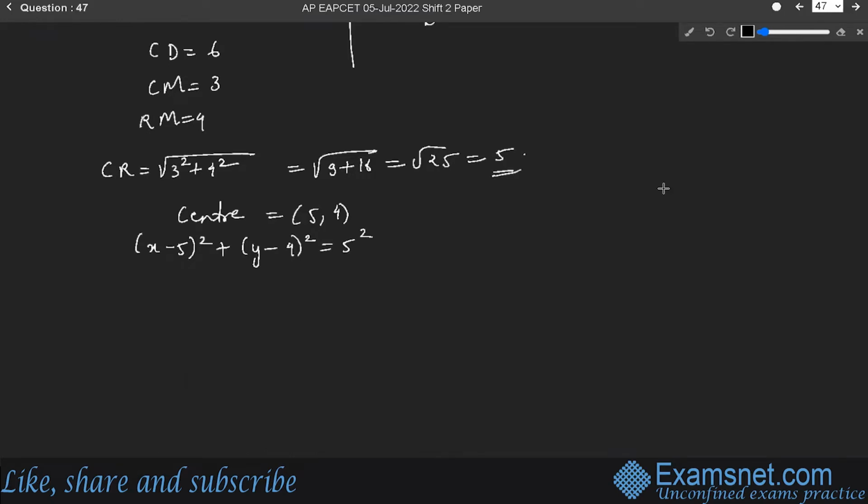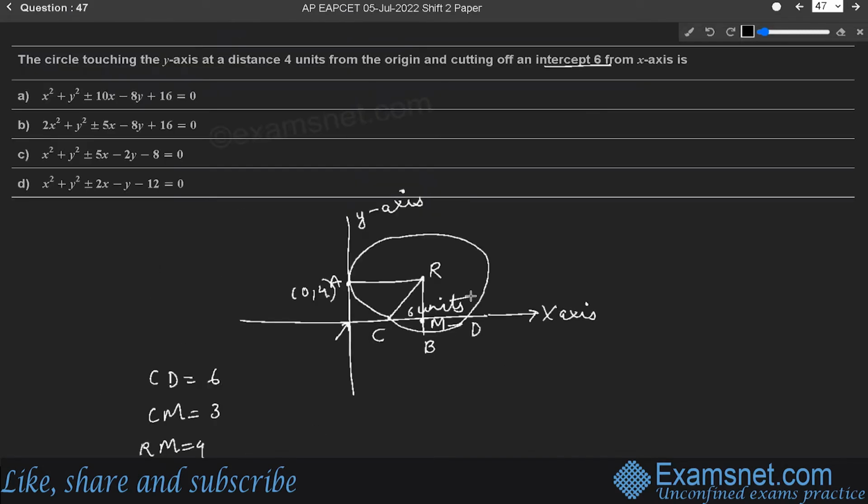On further expanding this, it will be equal to x square plus y square minus 10x minus 8y plus 16 is equal to 0. Therefore, we can say that the required equation for this question is x square plus y square minus 10x minus 8y plus 16 is equal to 0. Therefore, the correct option here is option number A. I hope this question is clear to you.